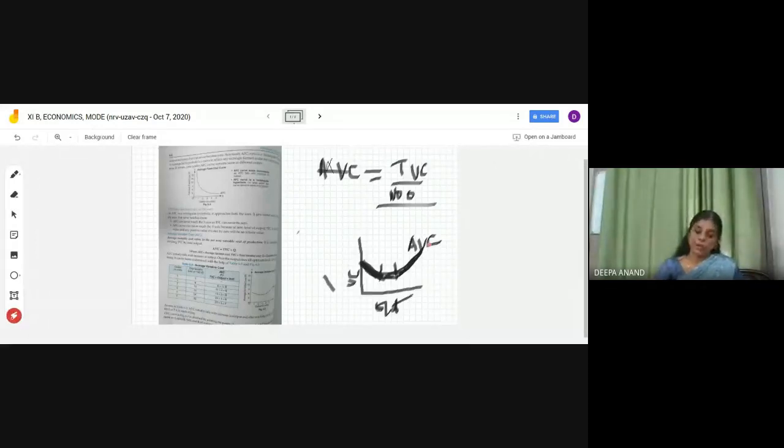So here also, what is the reason for the shape? The reason for the shape, technically you can say, is that the law of variable proportion is applicable here. So this is the graphical representation of the average variable cost. Average variable cost is nothing but the total variable cost upon the total output, that is, the number of outputs. That is average variable cost. So this much only you need to know about average variable cost.